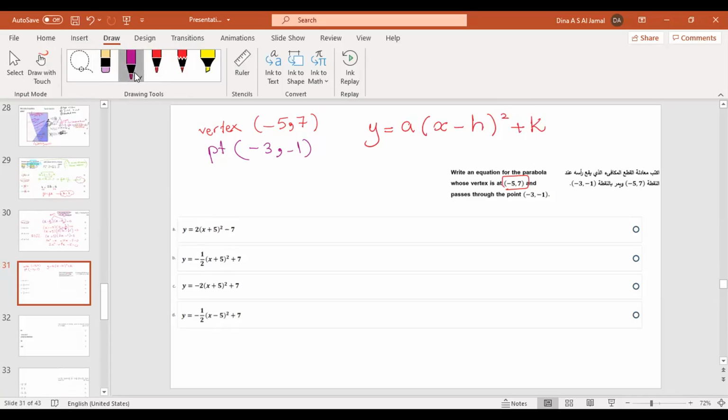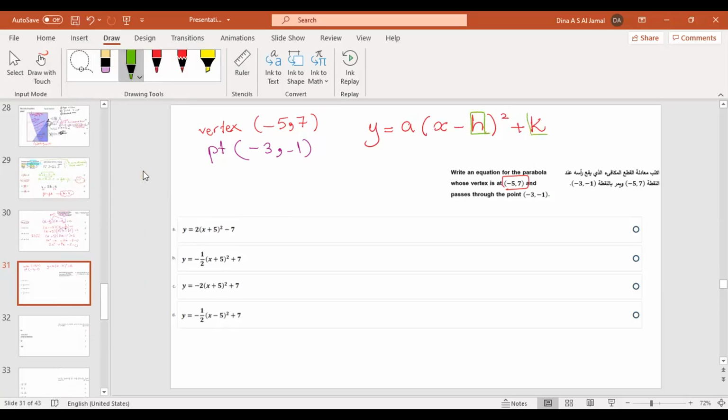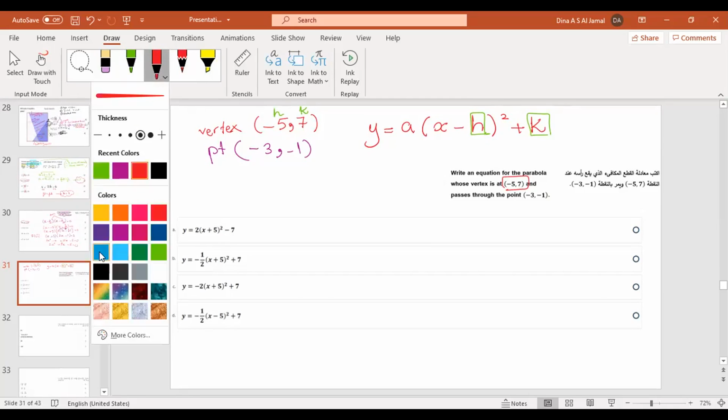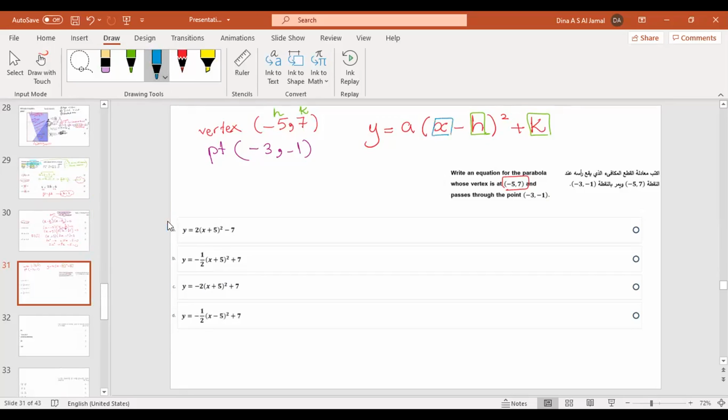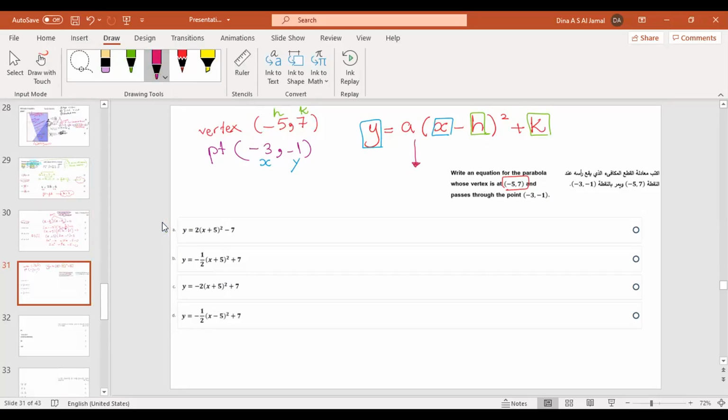One important thing you need to know is that your h and your k are in your vertex. This is your h and this is your k. Good. Now, your x and your y are on the point that he gave you. This is the x and this is the y. So what's missing here to write the equation? Your a. So this is the key: you must use whatever he gave you to find a.